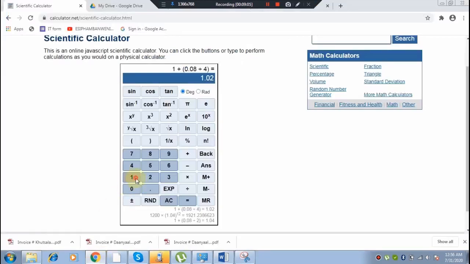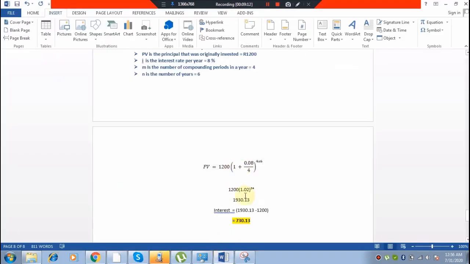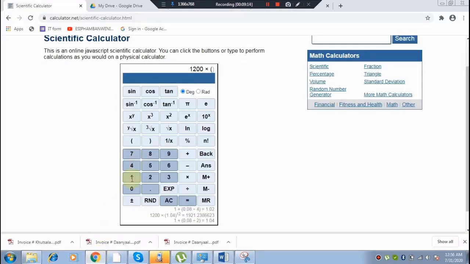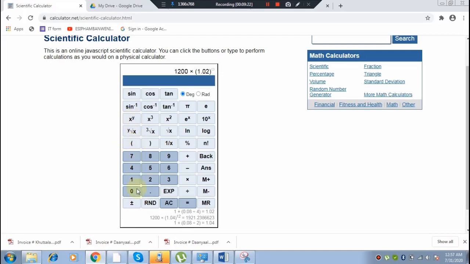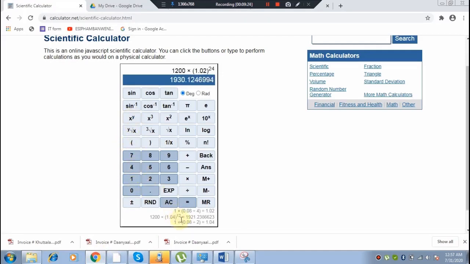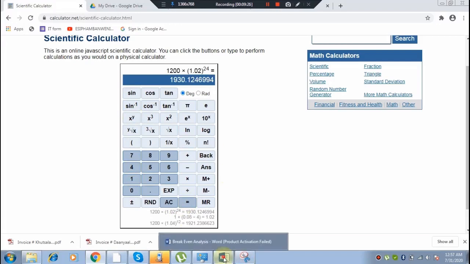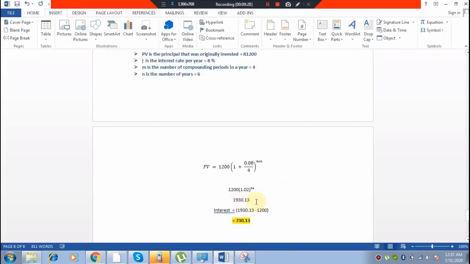So I'm going to punch that number in the calculator. 1200, how much we're investing, open brackets, we need that 1.02, then close all the brackets, to the power 24. And we get our answer then, 1930. Again, this is the future value.